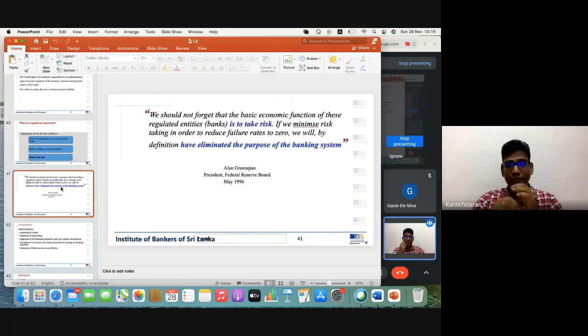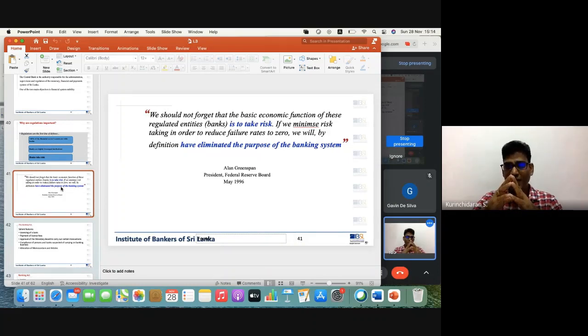But you could see here, Alan Greenspan, the chairman of the Federal Reserve Board, stated, we should not forget that the basic economic function of these regulated entities, that means banks, is to take risk. Banking is all about taking risk. You cannot stop that. You can't say, okay, don't give the loan, because that's a basic business. So if you're going to give the loan, definitely you're going to take the risk. So you cannot avoid that, right?